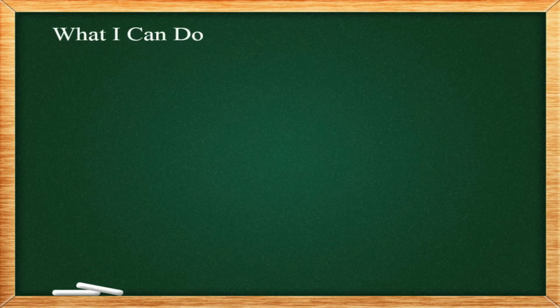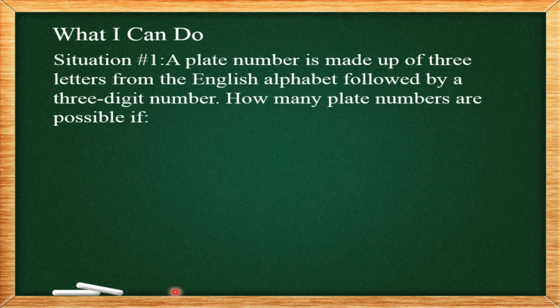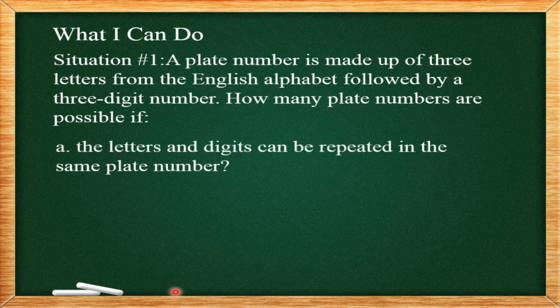This time, let us consider the practical applications of what we just have learned. Let's consider situation 1. A plate number is made up of 3 letters from the English alphabet, followed by a 3-digit number. How many plate numbers are possible if the letters and digits can be repeated in the same plate number? Like, you can have AAB 999 or ACC 224.